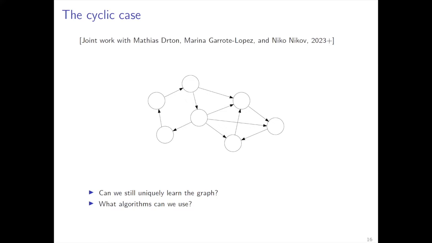So the same questions as before. Can we still uniquely learn the graph? We don't know if we can, because those results were just for DAGs, acyclic graphs. And what algorithms can we use? This is joint work with my co-authors and still to be written.